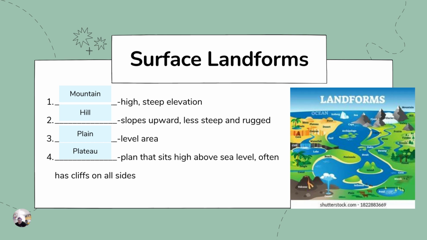We in the United States, for example, have something called the Great Plains, which are flat landforms stretching from the Mississippi River to the Rocky Mountains. They actually cover most of the Midwest. And then that last one there is a plateau. A plateau is a plain that sits high above sea level and usually has a cliff on all sides. And then the last one I didn't include on here is a valley, and a valley is a low-lying area that is surrounded by mountains.